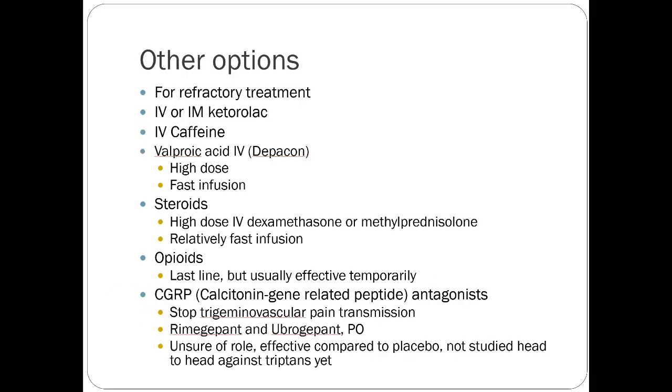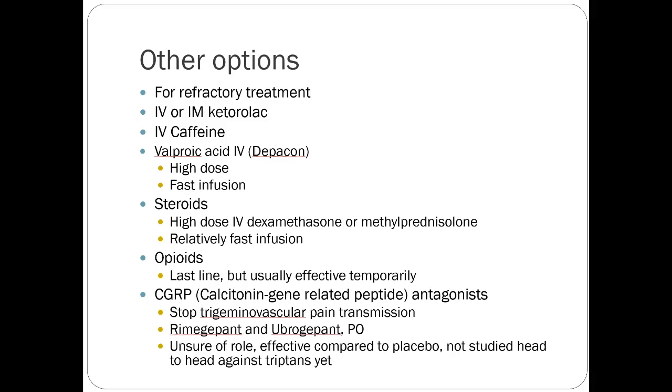A couple other options. IV or IM ketorolac is going to be a really common option for migraine patients, especially ones with nausea. And IV caffeine use is occasional. There are a couple IV caffeine formulations on the market, although it's more rare. Where I see it used more frequently is for people who have headaches associated with procedural type things, but it's still not super common.